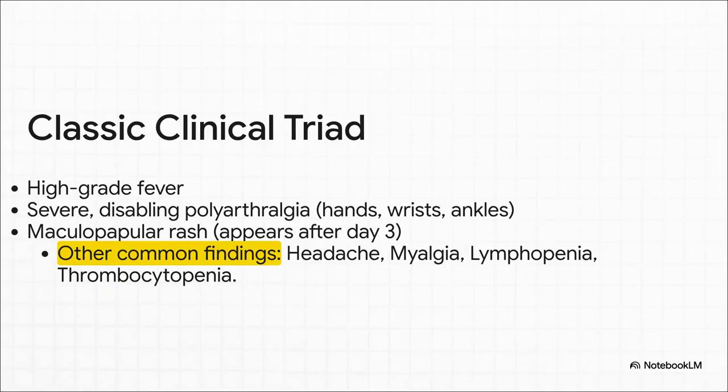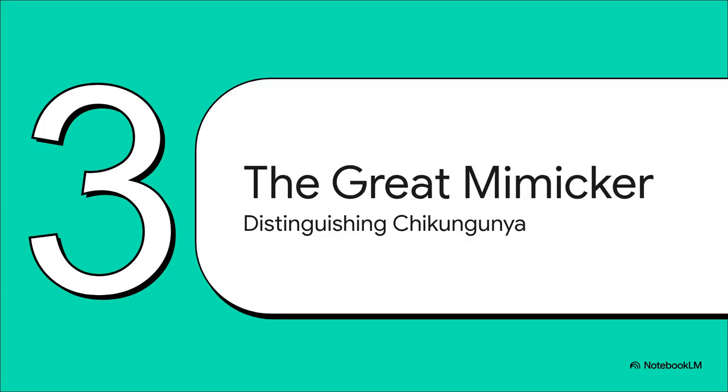Let's put all the pieces together. What you're looking for is this classic triad: a raging fever, severe pain in a bunch of small joints, and then a rash that pops up a few days into the illness. Oh, and don't forget to check the labs. That dip in lymphocytes and platelets is another really important piece of the puzzle. But here's the kicker. This classic picture can look a whole lot like other diseases, which creates a serious diagnostic challenge. And that brings us to why chikungunya is often called the great mimicker.